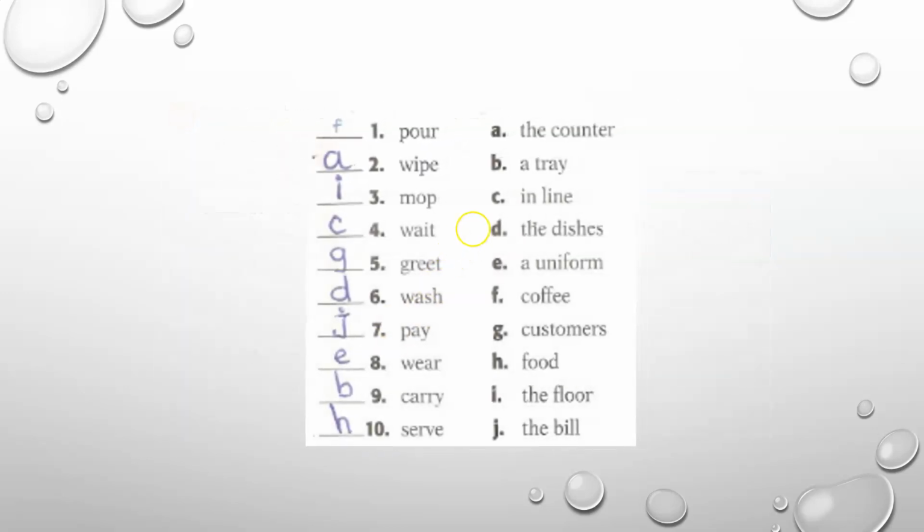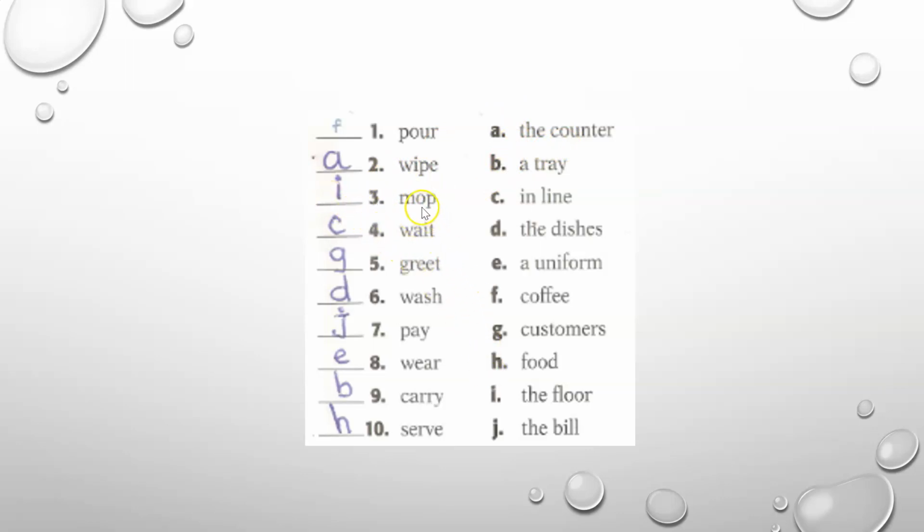Okay, so here are the answers. Once again, number 1, pour matches coffee. You pour coffee, it's F. You say wipe the counter. The counter is like a table or some piece of furniture that separates a customer from an employee in a restaurant. Okay, so wipe the counter. Number 2 is A. Number 3 is I.